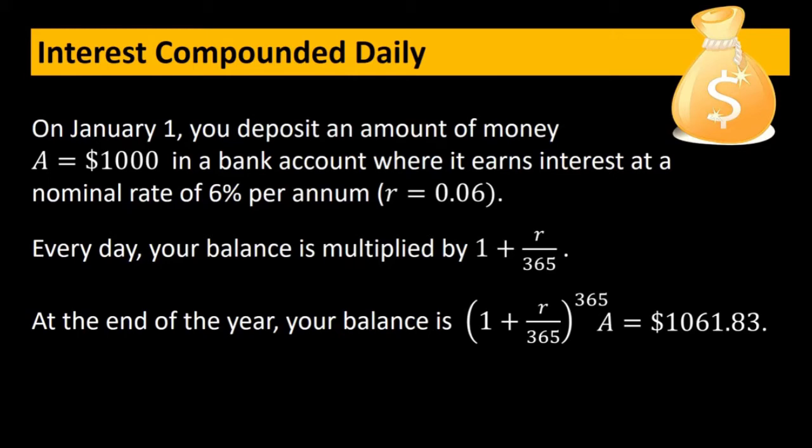Clearly, the more often interest is compounded, the better for the customer. But the gains are starting to get incremental. If you compound the interest every minute or every second, every microsecond, that's going to be such a slight improvement. It's not going to make you a millionaire. There's a limit to how much you can improve your balance by compounding more often. That limit is known as continuously compounded interest.